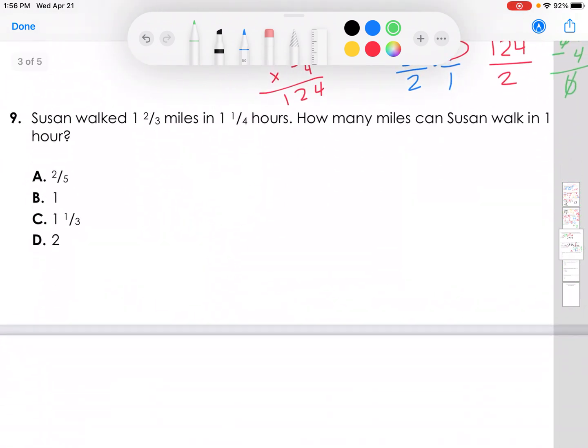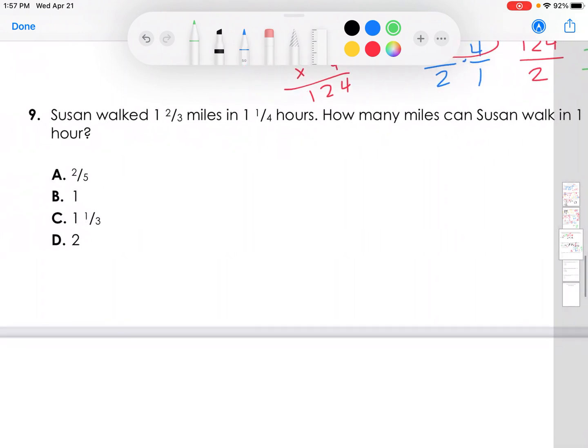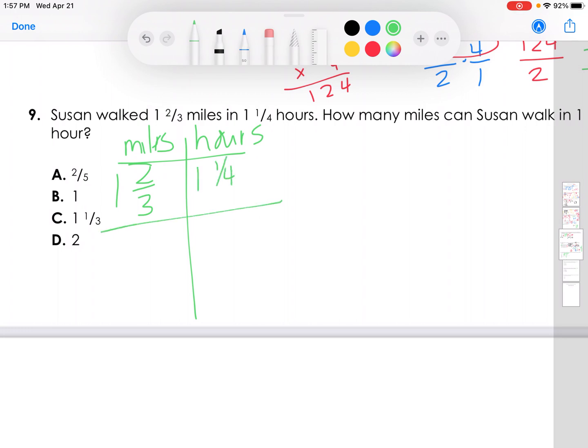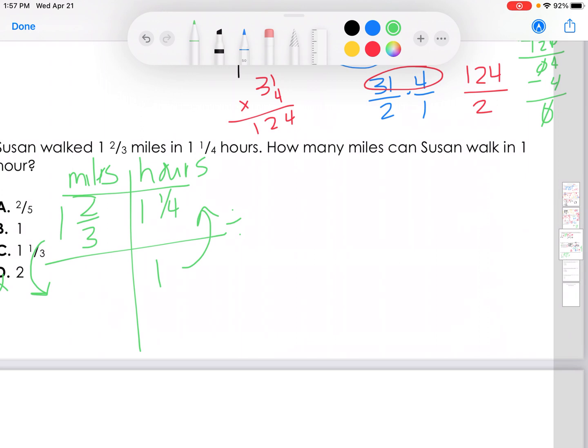Susan walked 1 2/3 miles in 1 1/4 hours. How many miles can Susan walk in 1 hour? So I have my miles and hours. So 1 2/3, and then 1 1/4. So I want to figure out in 1 hour. So I divide, and then I'm going to multiply. So I have 1 divided by 1 1/4.